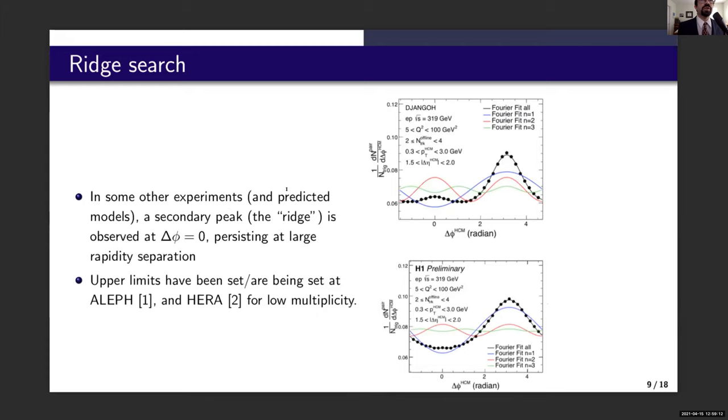We also looked for a ridge. Some of the other experiments and some predictions predict a secondary peak, which we call the ridge, at delta phi equals zero, which would persist at large rapidity separation. We saw in the previous talk about a ridge. This Monte Carlo from Django for a HERA H1 preliminary shows that they had predicted there would be a ridge, but in their data they did not see a ridge, and upper limits were being set both at ALEPH and HERA for low track multiplicity events.